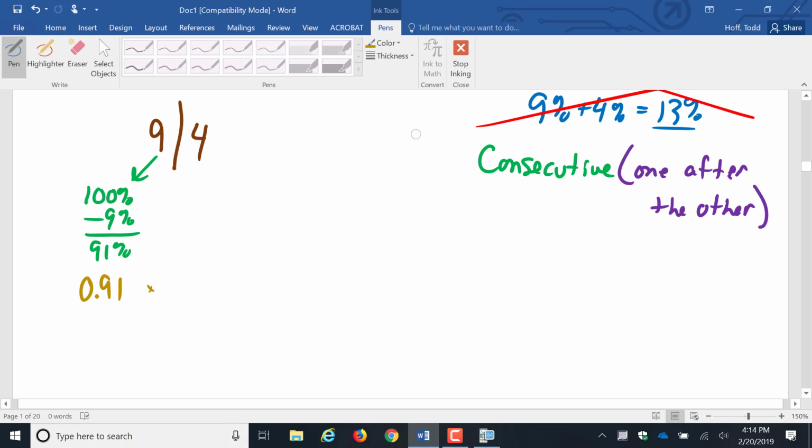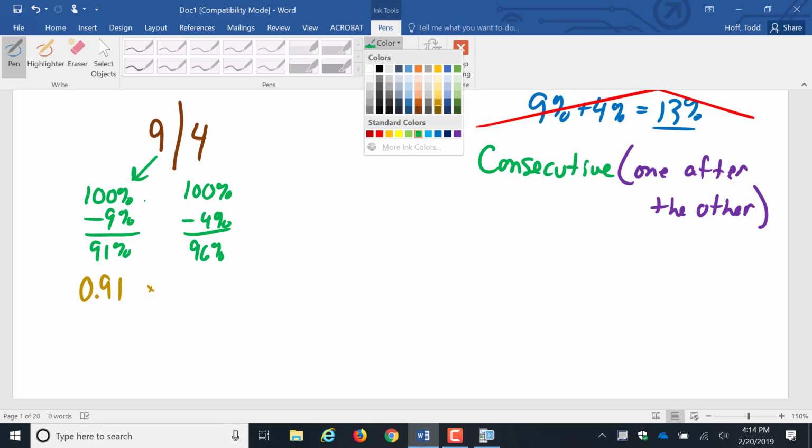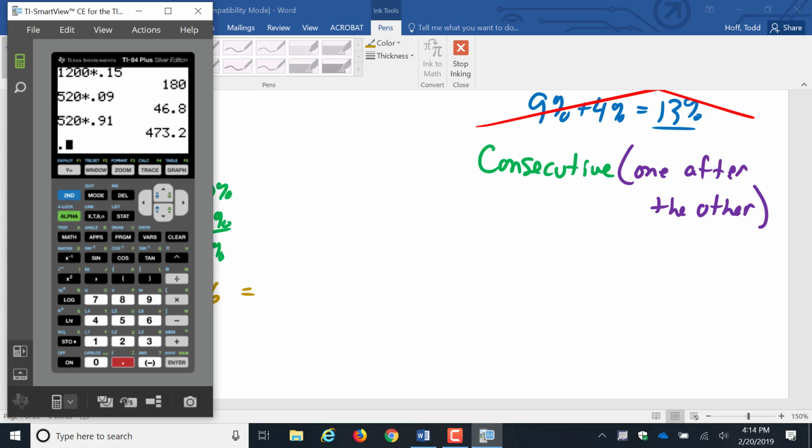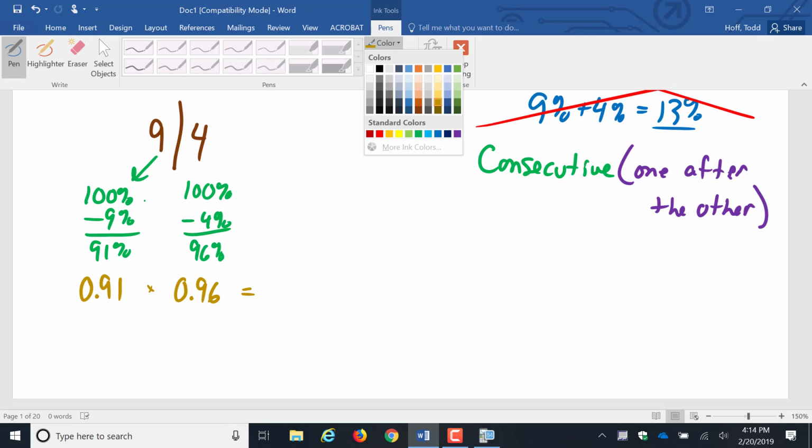Do the same with the 4%. Now I could just do 1 minus 0.04 is 0.96. That's what we will do as we move forward. But 100 minus 4 is 96%, which is 0.96. After this, I won't be writing all that out. So we multiply those together. 0.91 times 0.96. And we get 0.8736.